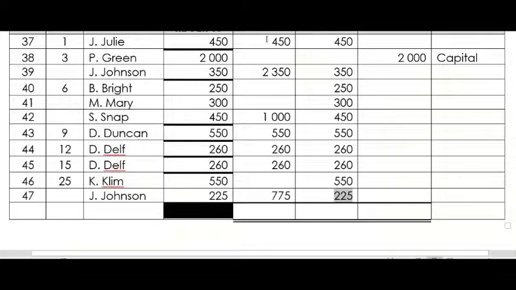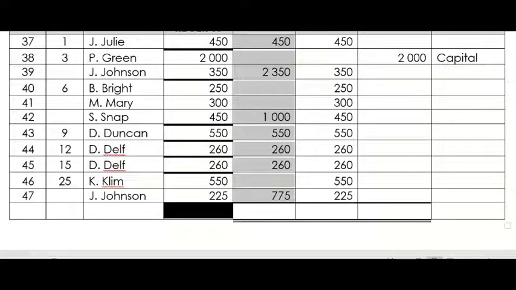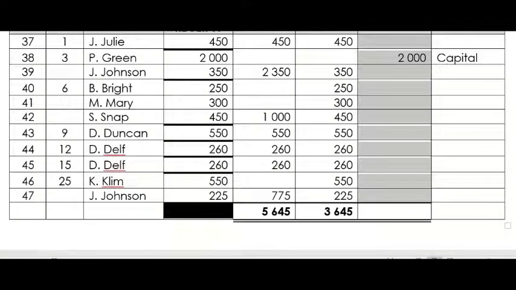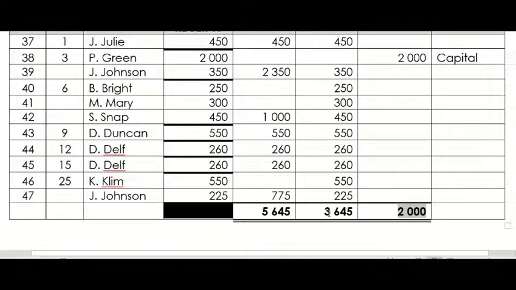And then right at the end, you need to total your bank column to a total of 5,645 Rand. Total your current income column to a total of 3,645 Rand. And then total your sundry accounts to a total of 2,000 Rand. Remember, if you add these two together, you must get your bank column total, which is also a nice way to check yourself to ensure you didn't make any mistakes.